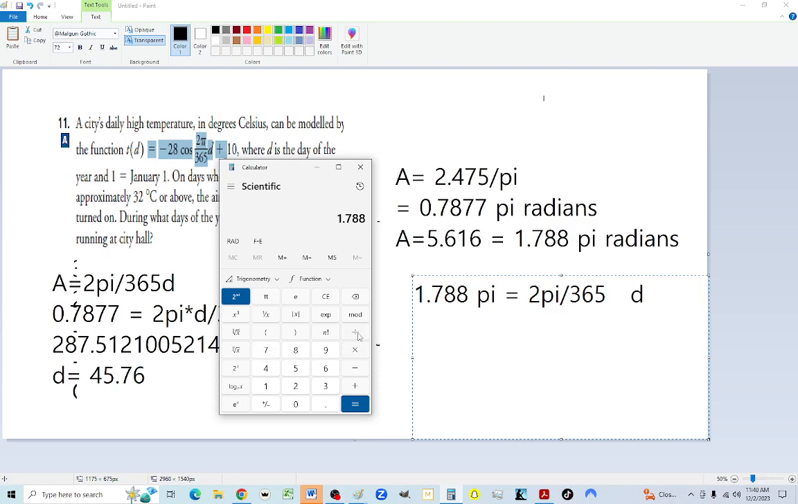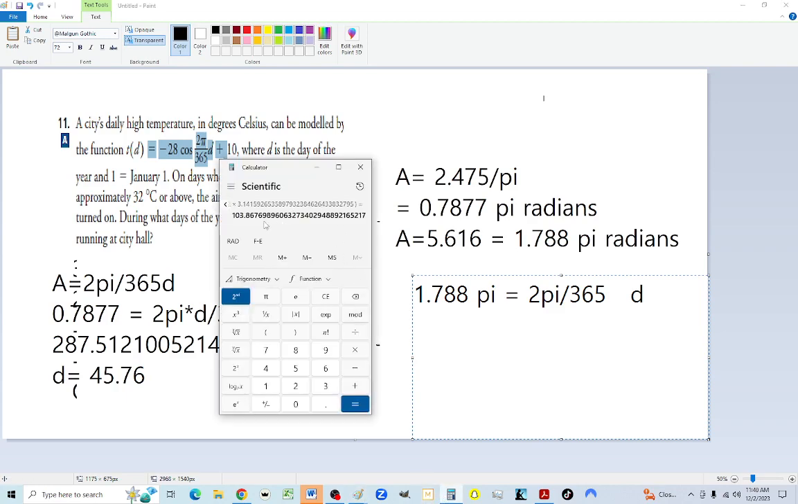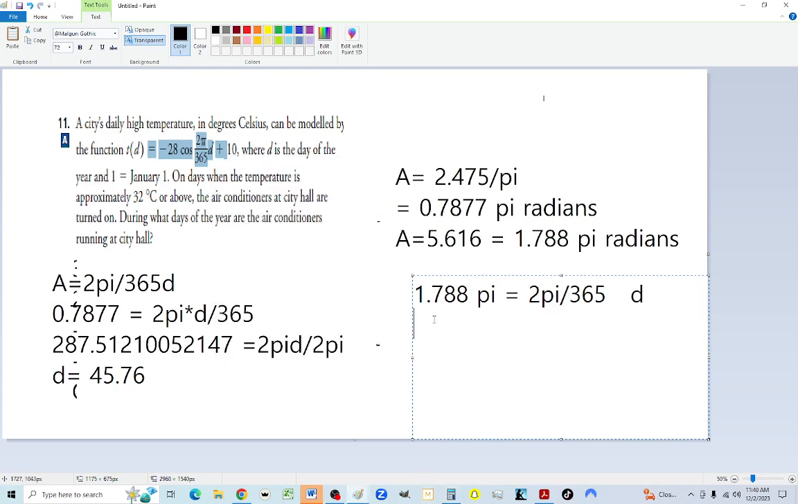1.788 multiplied by 365, divided by open bracket, 2 times pi, close bracket, equals, and you get this day. I don't know how many decimals I want. You get that day, which is essentially the 4th day.